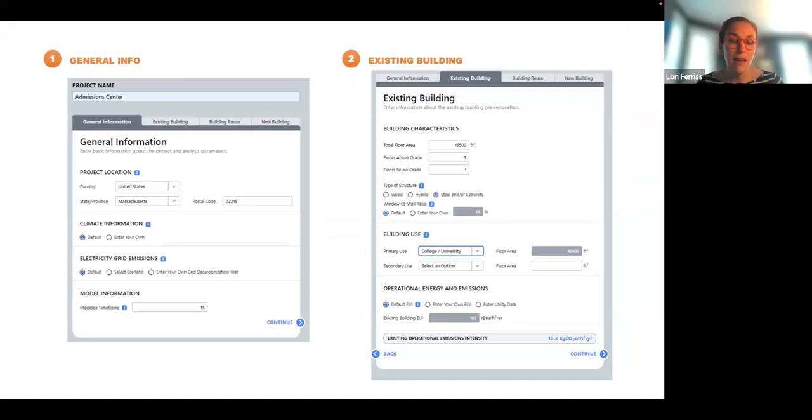Next slide. So just to show you how this looks in the tool before the live demo, you can see first on the left, the general information, so where the building is, and then on the right, information about the existing building: how big it is, what it's constructed of, what it's used for, and we're using the default EUI, energy use intensity, that is embedded within the CARE tool.